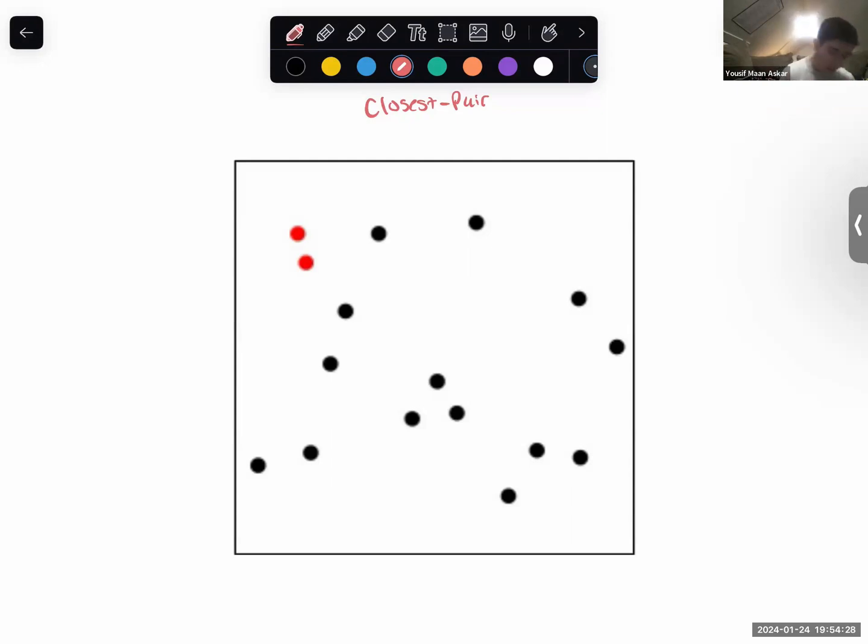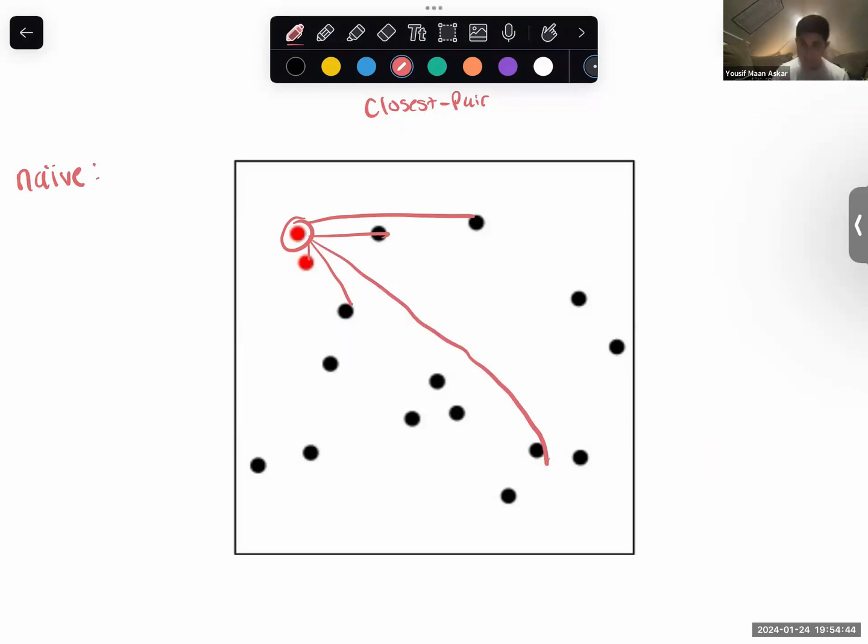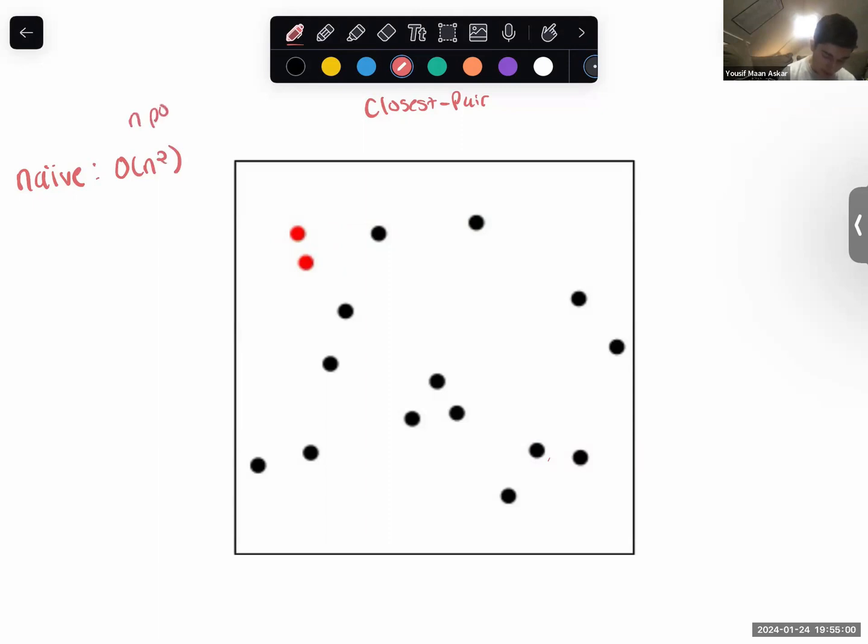Now, one naive way of doing it is for every point on a graph, we compare it to every other point. And when we do that, we then take the smallest distance that we find and return that. And that works. That is perfectly correct. However, it's pretty slow because for every single point, we have to compare it to every other point, which makes it O of n squared if we have n points. And that's pretty slow, especially with a lot of points. Like imagine if we had hundreds of thousands of points.